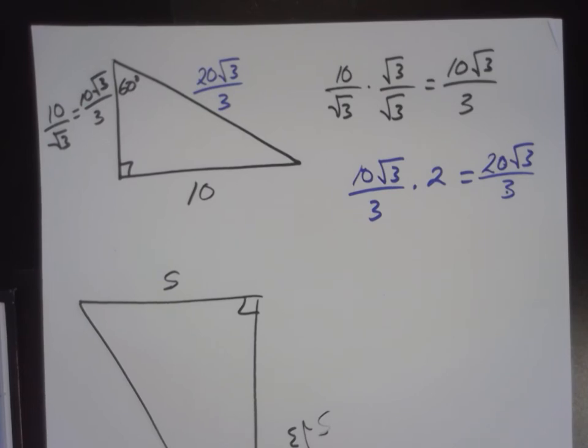Okay, so we have the 45, 45, 90. Legs are x. Hypotenuse is x times radical 2. And the 30, 60, 90. Short leg is x. The hypotenuse is 2x. And the long leg is x radical 3. Okay? It's worth it to know these. We see them often enough.